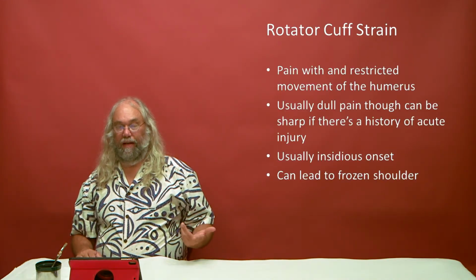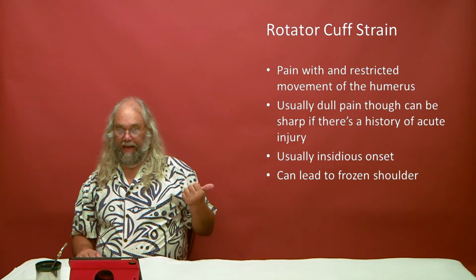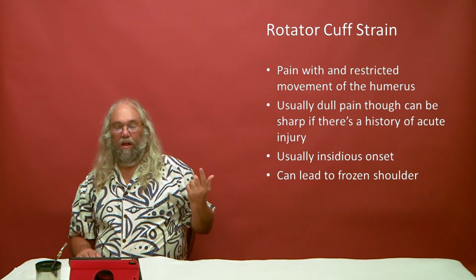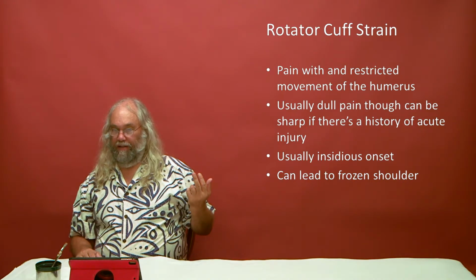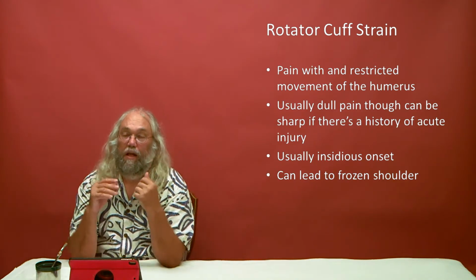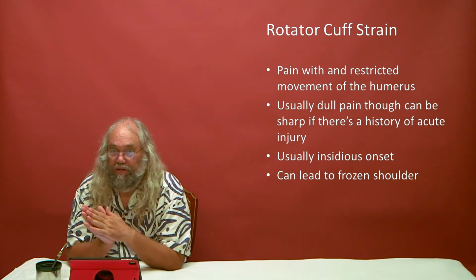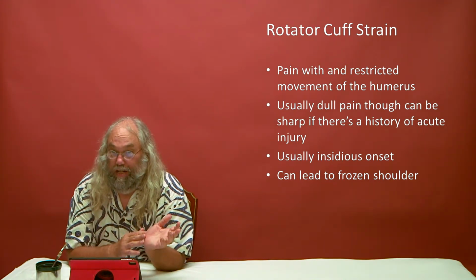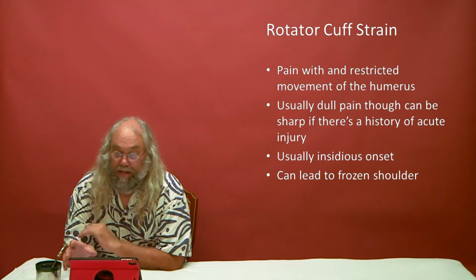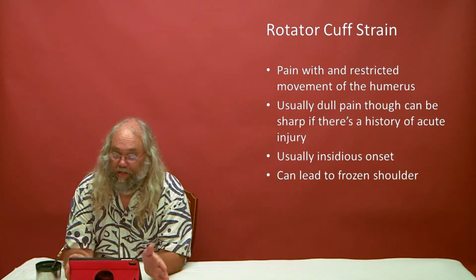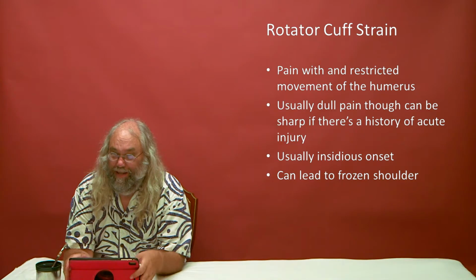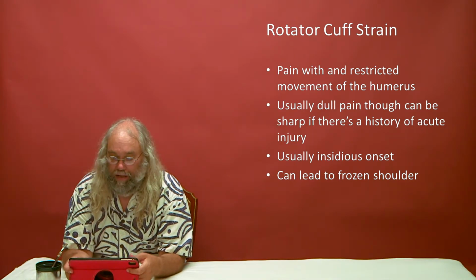The main symptoms of this are going to be pain in the shoulder and restricted movement of the humerus. Usually it's going to be a dull pain. It can be sharp, especially if there's a history of an acute injury. Usually it has an insidious onset, so it's one of those things that's just going to kind of creep up on you. And it can also lead to frozen shoulder. We have a whole bunch of stuff that can lead to frozen shoulder, but this is one of the main ones.